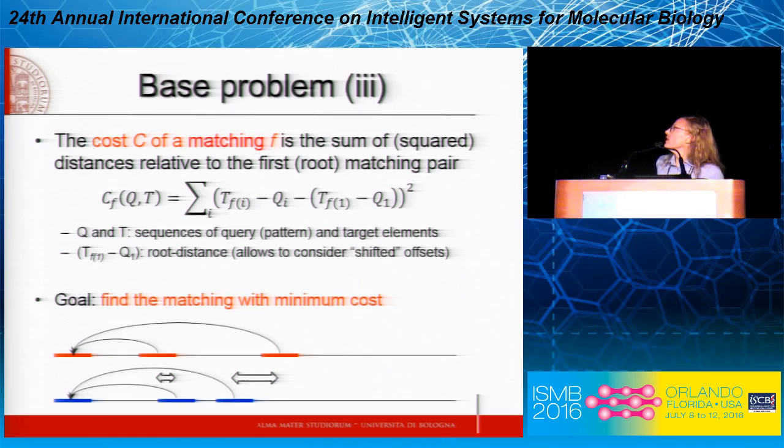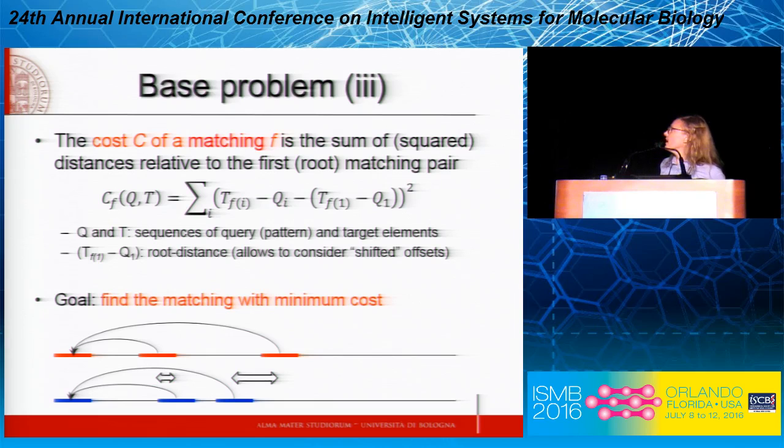What is important in the formula of the cost is the inner element that represents the root matching, which we call root distance, that allows us to consider shifted offset in our cost model. Another key point of our cost model that allows us to get such a complex problem tractable is that we were able to disjoin the computation of the root matching with respect to the computation of other matchings.